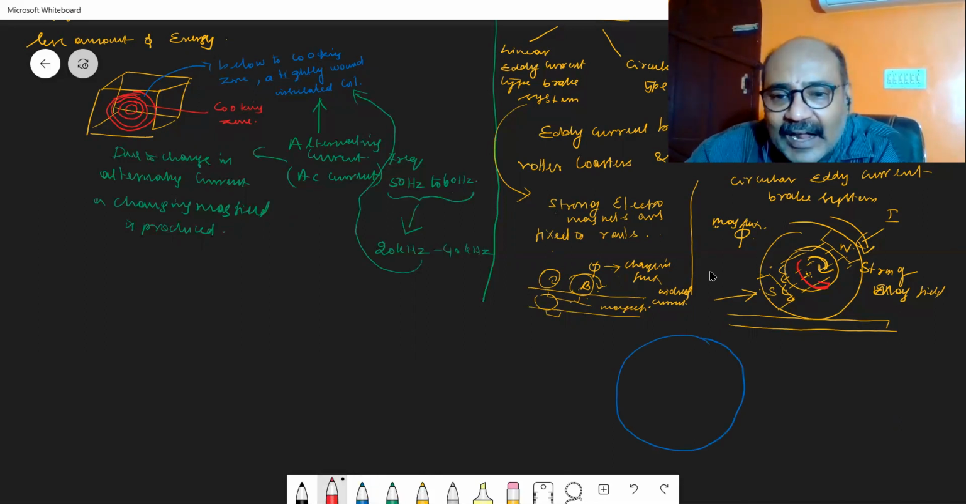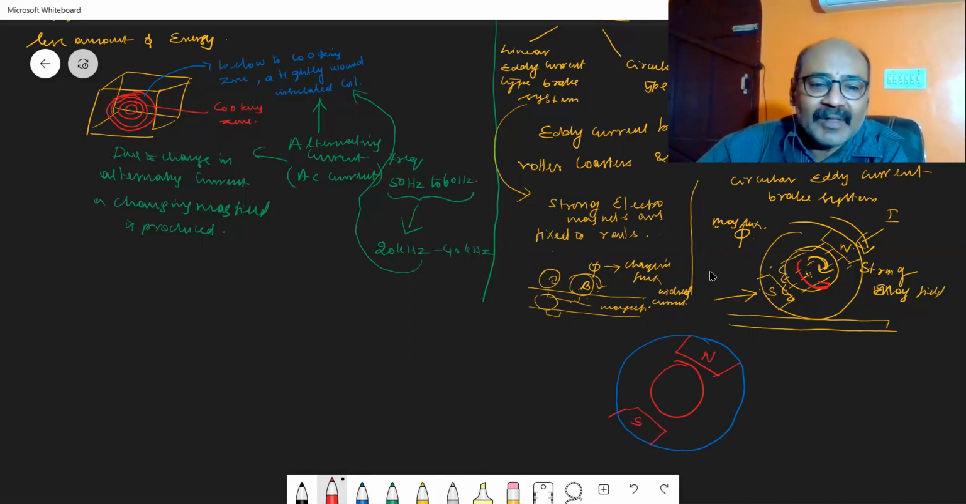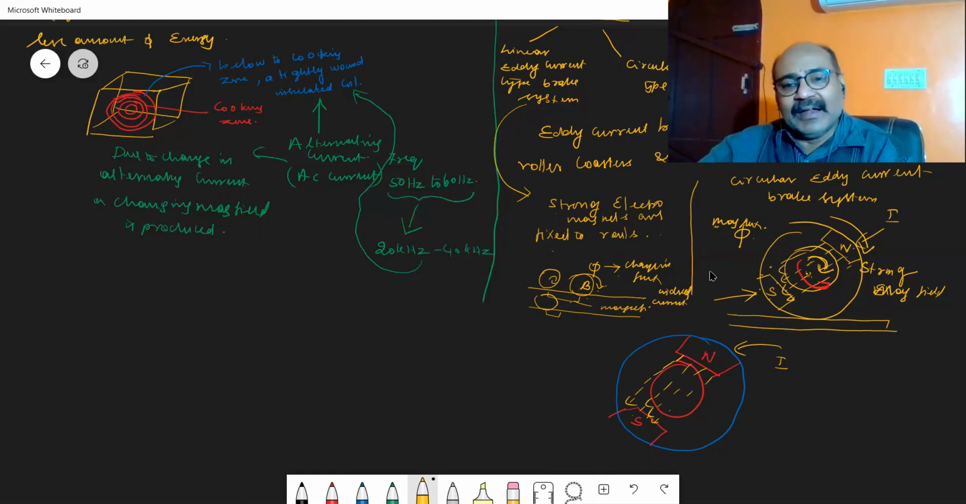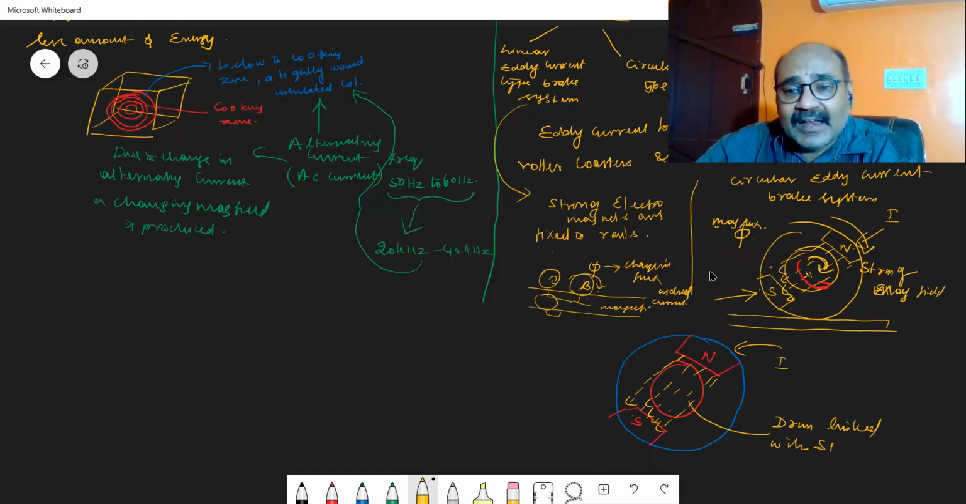Inside this wheel, you have a drum. In this, you have the pole pieces of an electromagnet permanently fixed. One is the north pole and the other one is the south pole. When I supply an electrical current, a strong magnetic field is developed between the north pole and the south pole of the electromagnet. So the drum is linked with a strong flux.